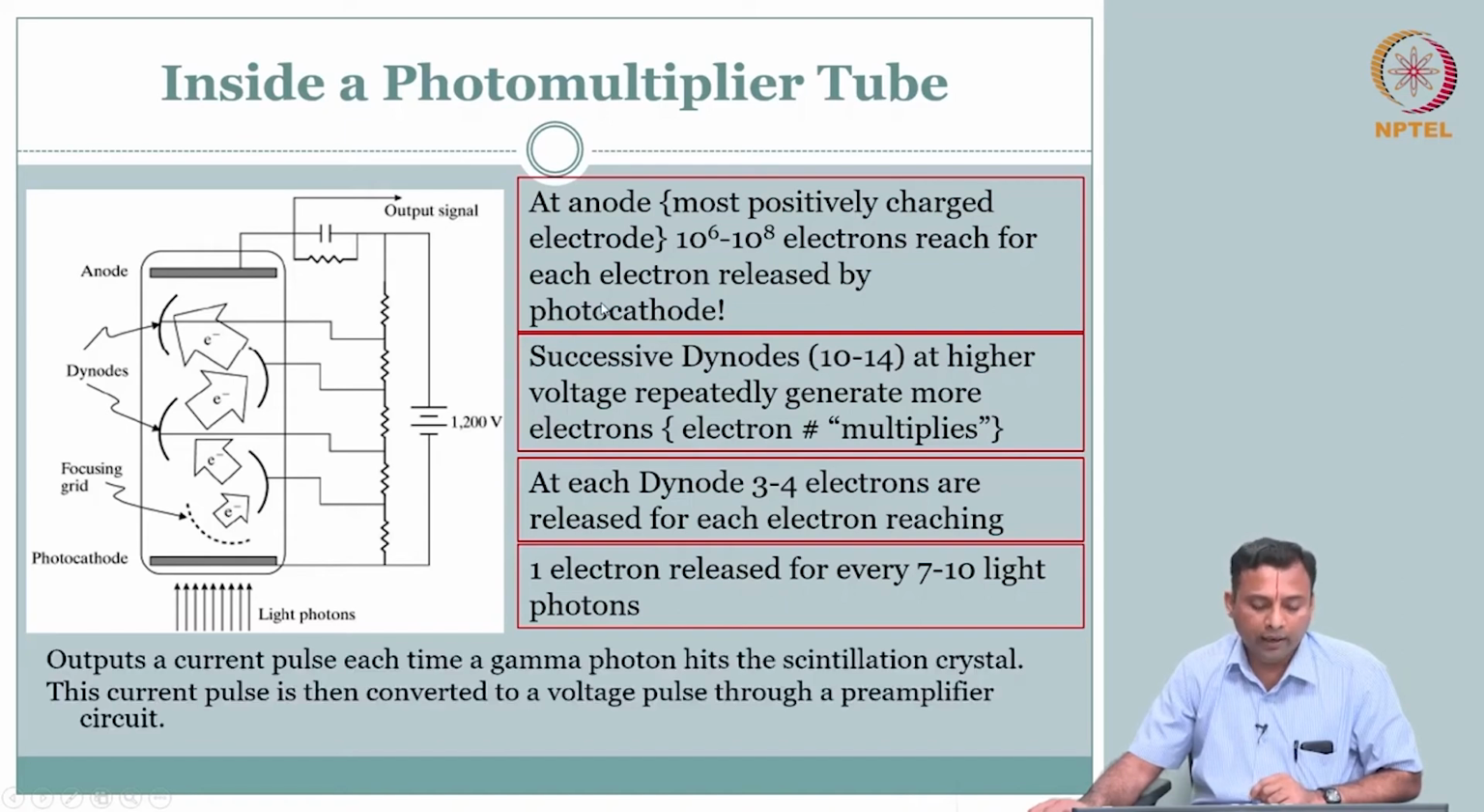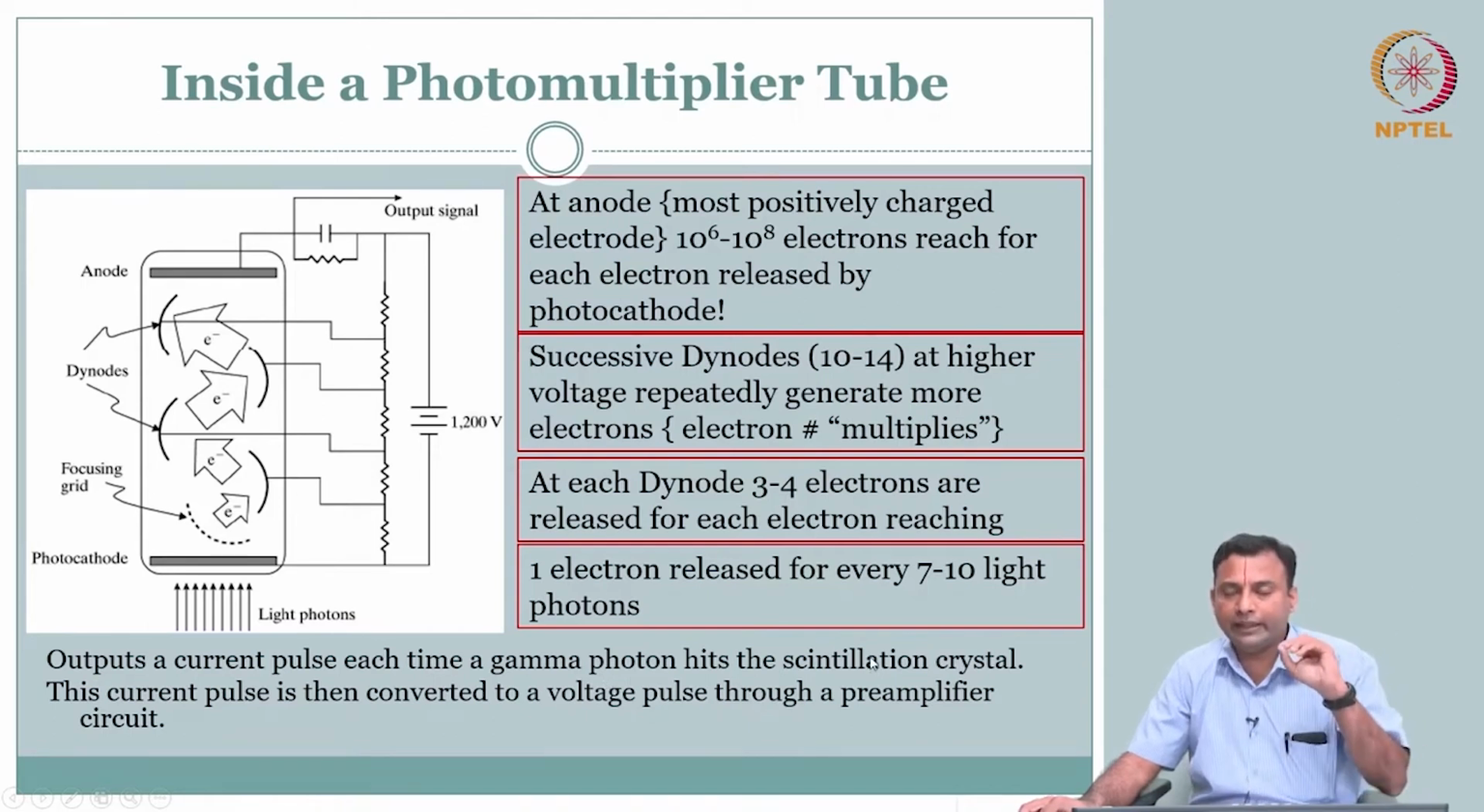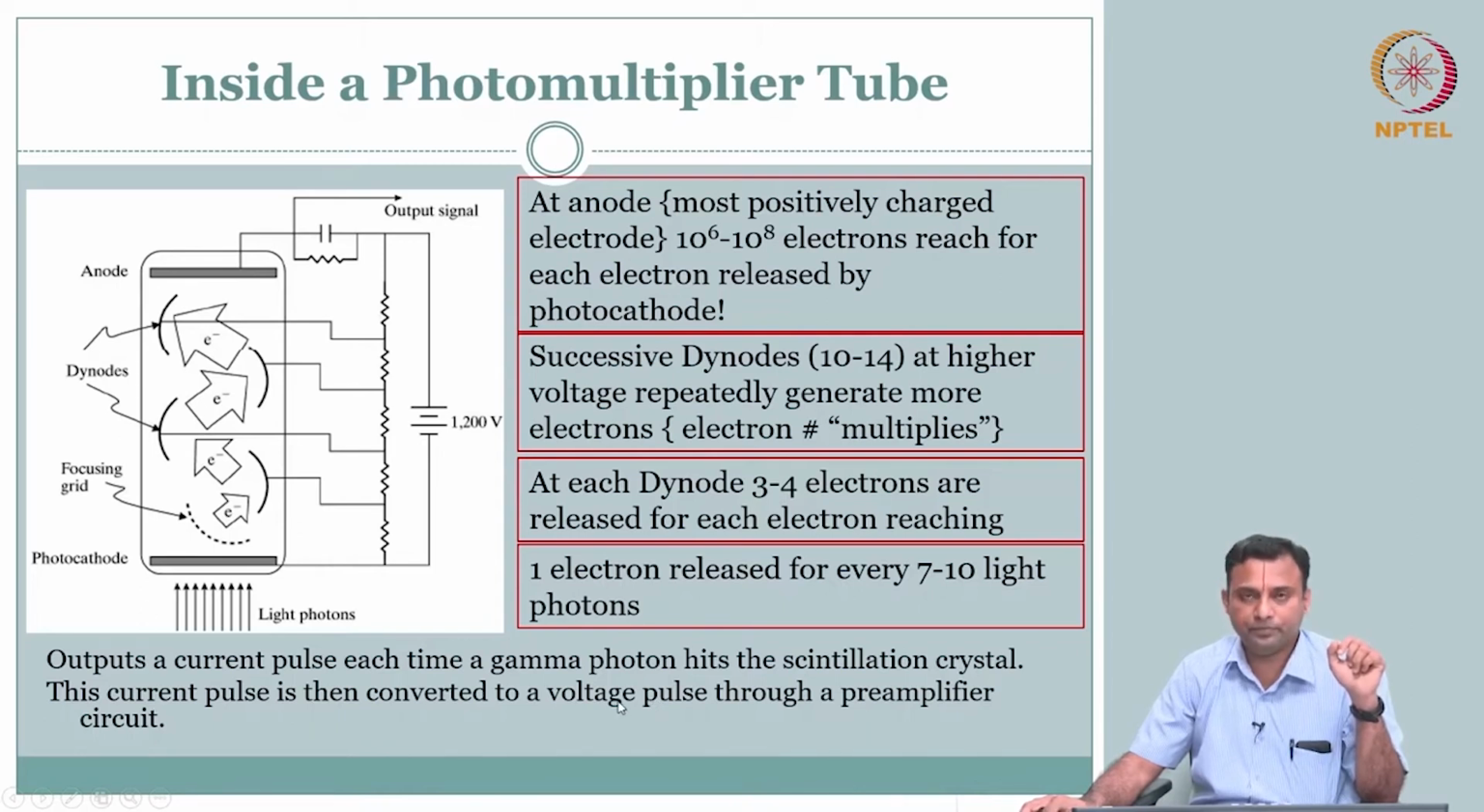So the whole idea is, outputs are a current pulse each time a gamma photon hits the scintillation screen. So for each scintillation, a gamma photon hitting the scintillator screen, you get one pulse of voltage. So this current pulse is then converted to a voltage pulse, okay.